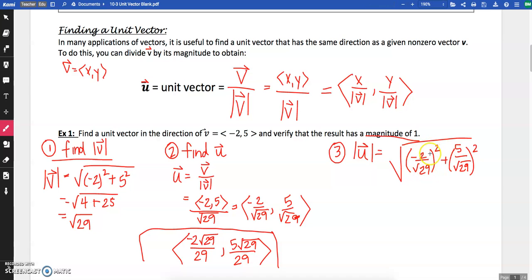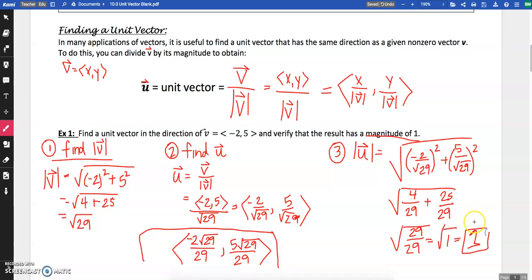Now when you're squaring a big fraction, you can distribute the power. So it becomes positive 4 on top. Root 29 squared is just 29. Plus 5 squared is 25. Root 29 squared is just 29. Adding fractions, they have the same denominator. 4 plus 25 is 29 over 29, which equals square root of 1. Square root of 1 is 1. So this is verifying, meaning we're showing that the magnitude is actually equal to 1.